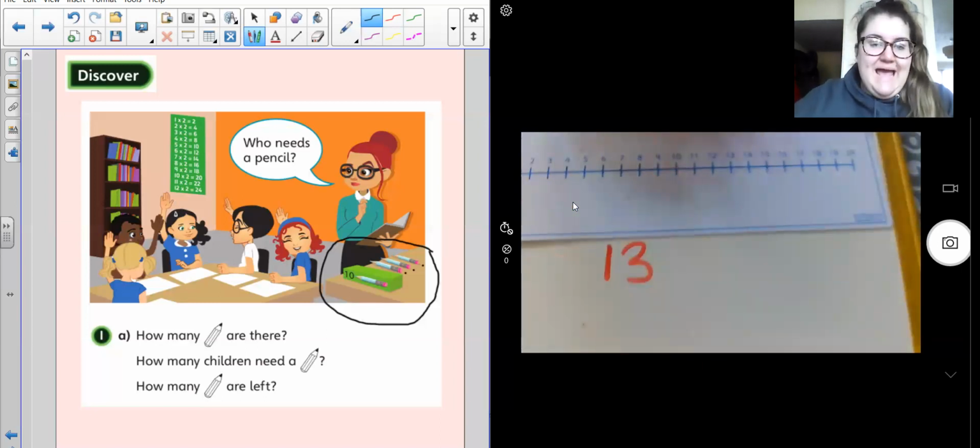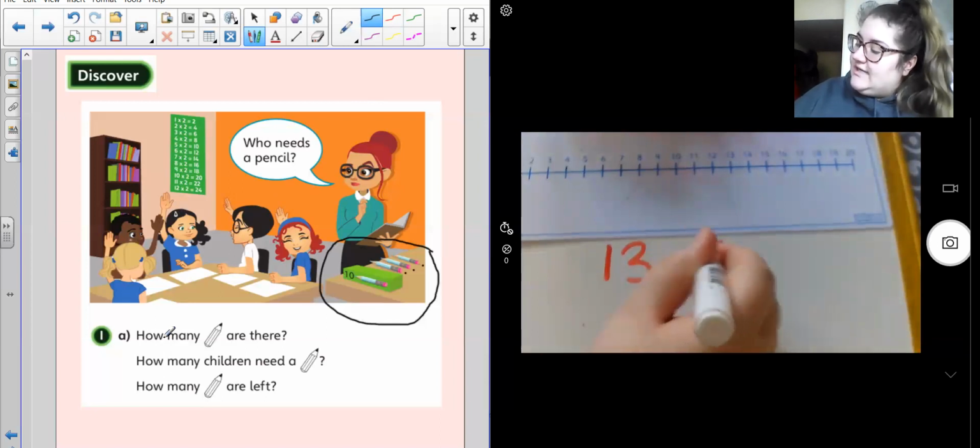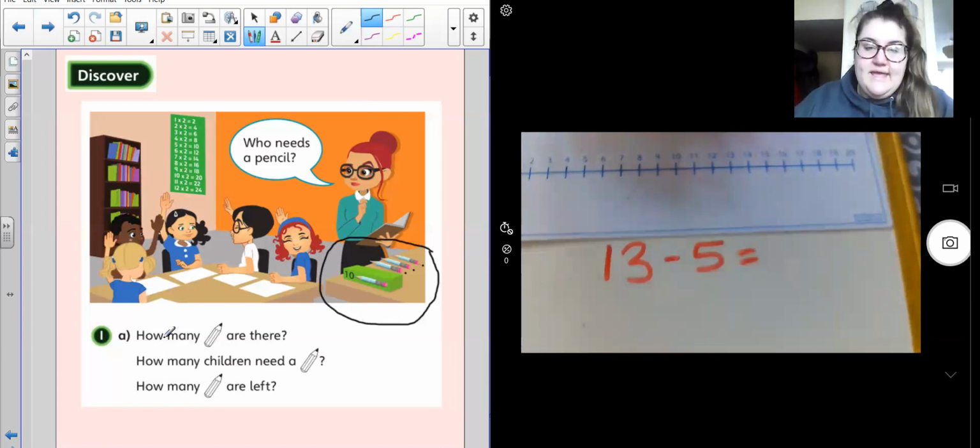Okay, how many children need a pencil? So some children have got their hands up and they're saying, oh, Miss Winfield, please can I have a pencil? How many children need a pencil? Well done if you said 1, 2, 3, 4, 5. 5 children need a pencil. Okay, so how many pencils, sorry, are left?